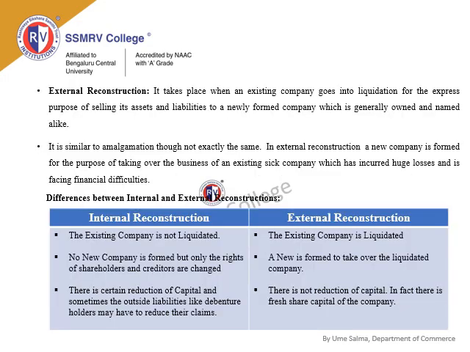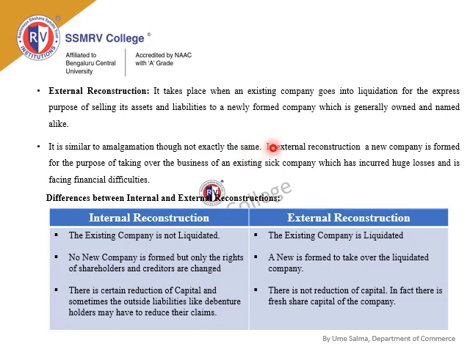Let us move on to the external reconstruction. Once we have understood the internal reconstruction, it is important to know what external reconstruction means. It takes place when an existing company goes into liquidation for the express purpose of selling its assets and liabilities to a newly formed company which is generally owned and named alike. That means it is similar to amalgamation, but not exactly the same. I have given the complete explanation of how it is to be done.